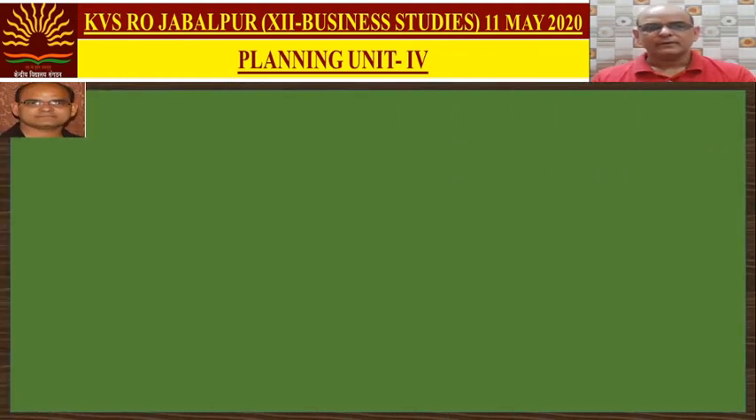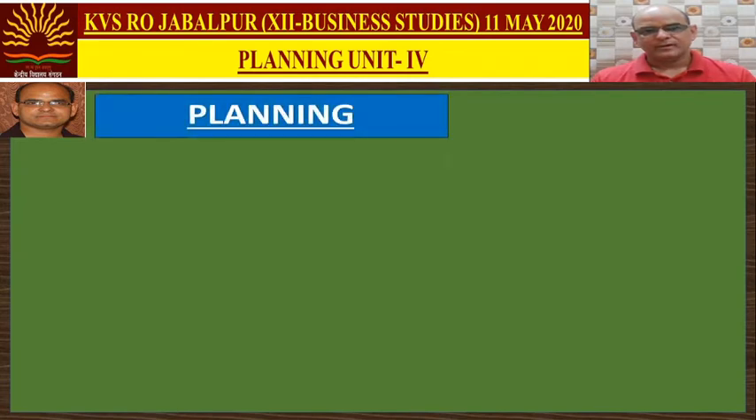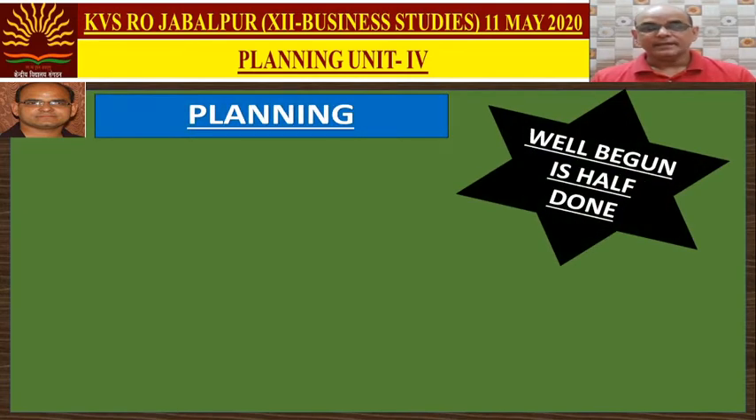First of all, what planning is. Dear students, whenever we do anything in our life, first of all we make a plan for that, we decide a blueprint of that, we decide how the things will be done. This also applies in business management. So planning emphasizes well begun is half done. If the things have been planned in a correct manner, half of the battle is already won.